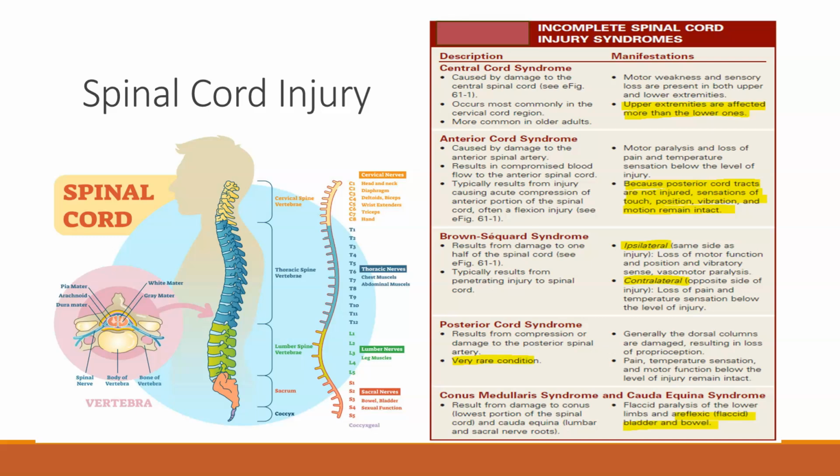Then you have the conus and cauda, so the conus medullaris syndrome and the cauda equina syndrome. Yeah, it sounds like a horse for that one. They result in damage to the lower spinal cord and the lumbar and sacral nerve roots. Can cause flaccid paralysis, but again, we know because it's in the lower portion, it's going to be the lower extremities. But again, we see that the biggest one is this areflexia of the bladder and bowel.